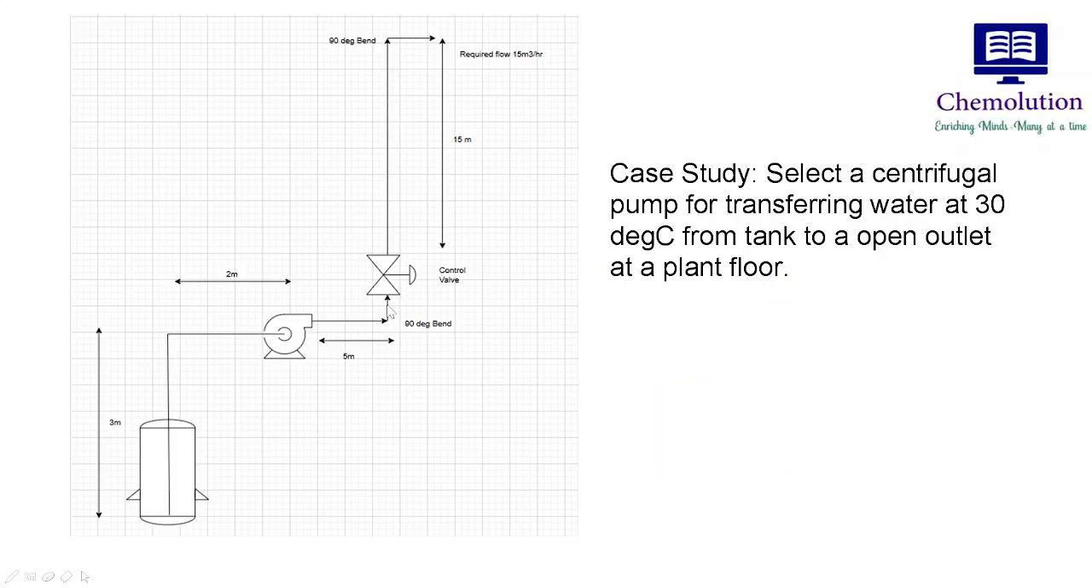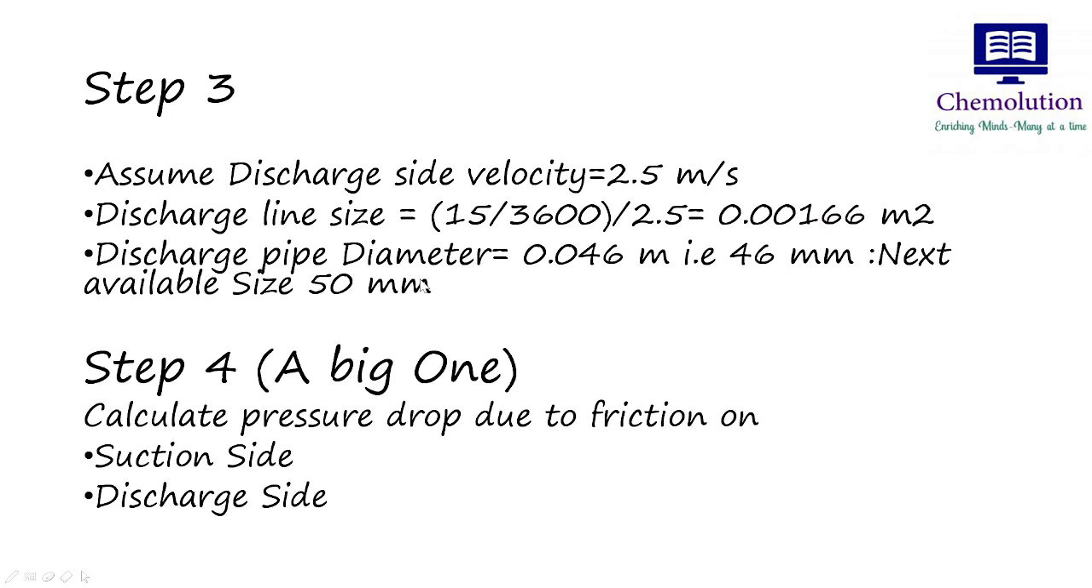So now we know that we have a suction piping of 3 inch and a discharge piping of 2 inch based on the preliminary calculations. Now we will find out pressure drop due to friction on suction side and discharge side. This is step 4. It is one of the biggest steps in this calculation. So you'll have to pay a lot of attention from here onwards so that you don't miss anything.